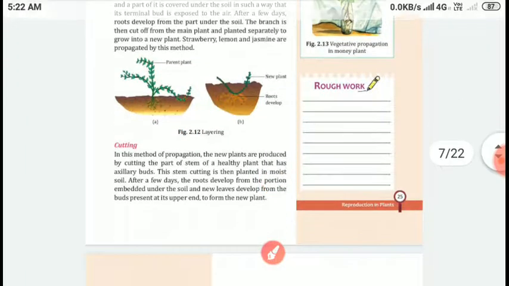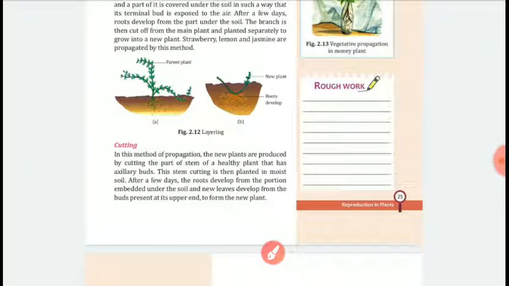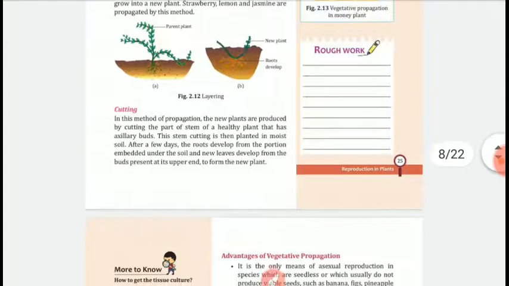Cutting. In this method of propagation, new plants are produced by cutting a part of the stem of a healthy plant that has an axillary bud. This stem cutting is then planted in moist soil. After a few days, roots develop from the portion embedded under the soil and new leaves develop from the buds present at its upper end to form a new plant.